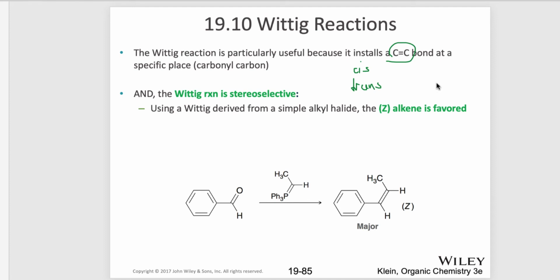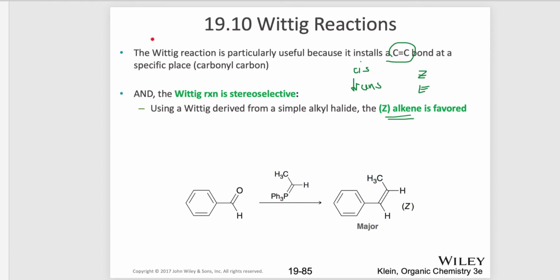If you have 3 or 4 substituents, you also learned how to categorize them into the Z for zusammen in German, which means the same side, and E standing for German entgegen, meaning opposite sides. Okay, so synthetic chemists love controlling reactions. The Wittig reaction is stereoselective because the Z alkene is favored.